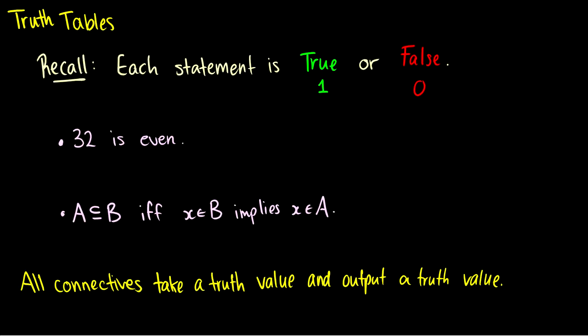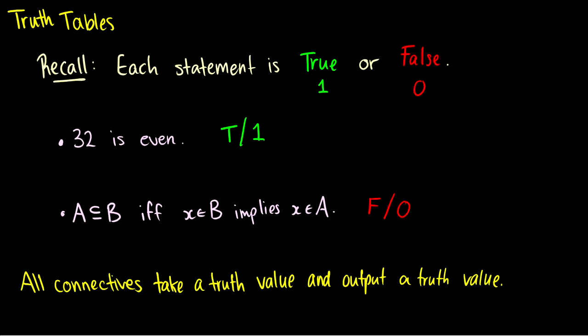a 0. We have some statements here, like 32 is even, and this just has a truth value, so this is true, which we can do with a T, or we can do with a 1. I'll show you both now. And then we have another statement, like A is a subset of B if and only if X in B implies X in A. This is false. It is in fact the other way around, so we can do an F or a 0. And these are really specific statements.